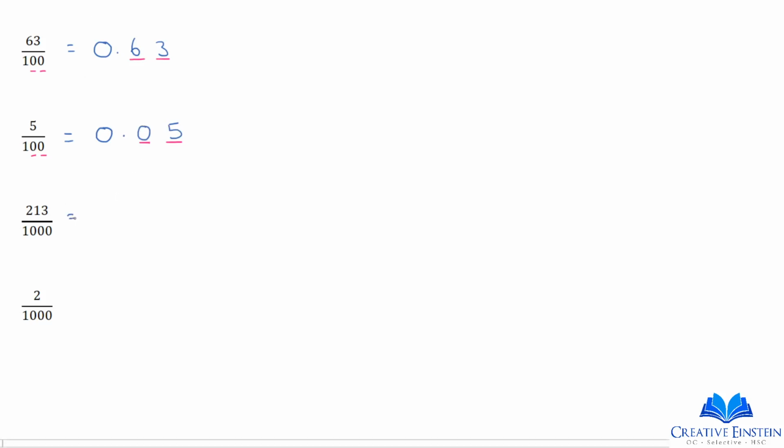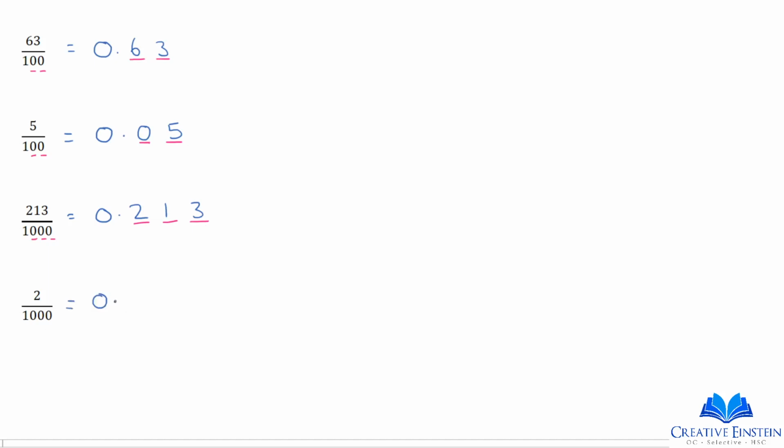Now our next example is even more tricky. It's thousandths. So 213 thousandths. 1, 2, 3 zeros in thousandths. That means we need 3 places after our decimal place. And we'll start with the back, 3, 1, 2. So that means 0.213, or 2 tenths, 1/100ths and 3 thousandths.